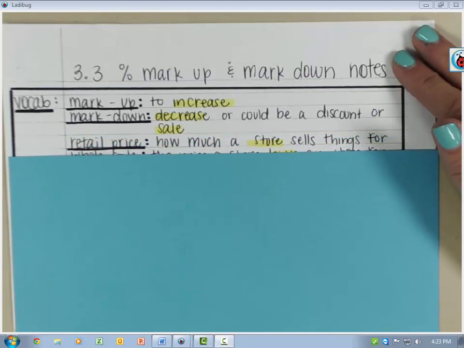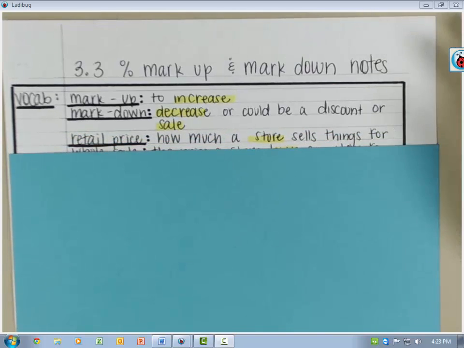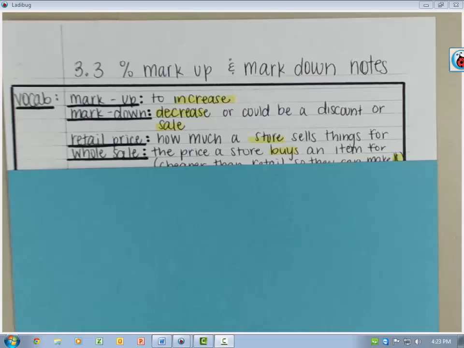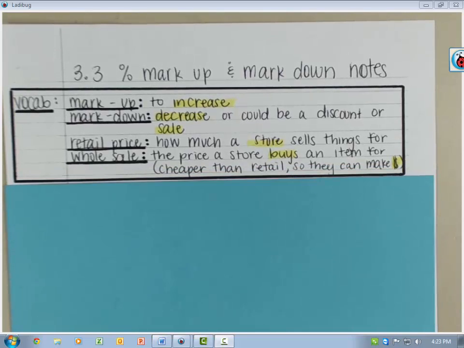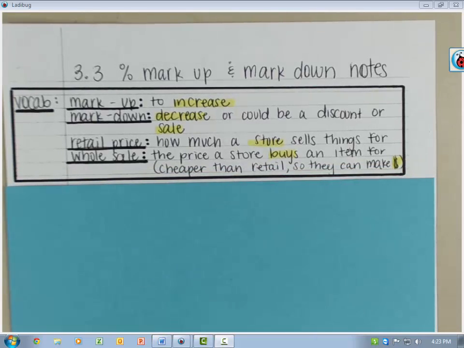Retail price. The retail price, that means how much a store is selling things for. So retail literally means when you go into a store and you see a price tag on it, that's the retail price. Wholesale price, now that's a little bit different. Wholesale means how much did the store buy the stuff for?